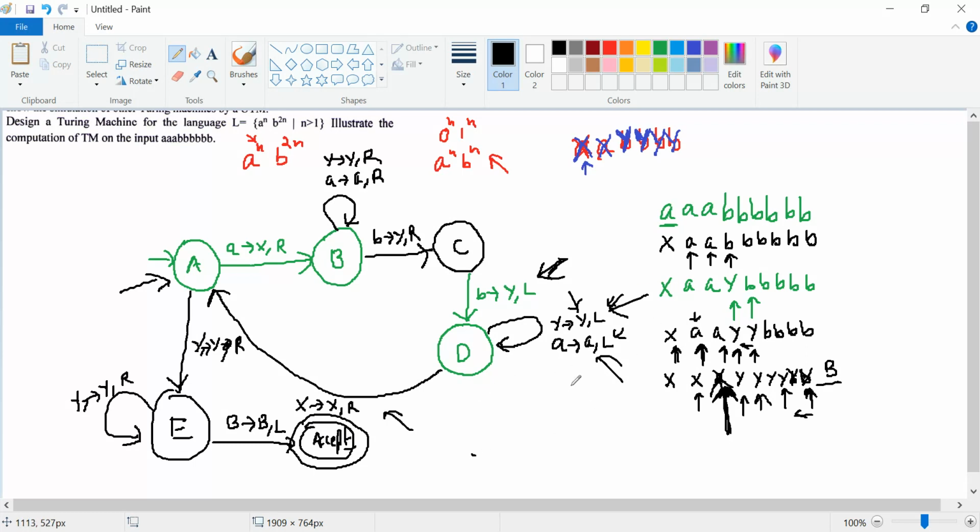So basically, I've used almost the same strategy that I used for the other question. So I hope this was not confusing for you.